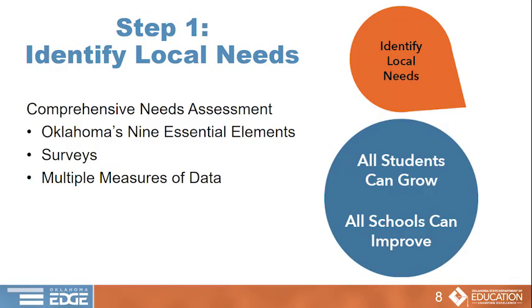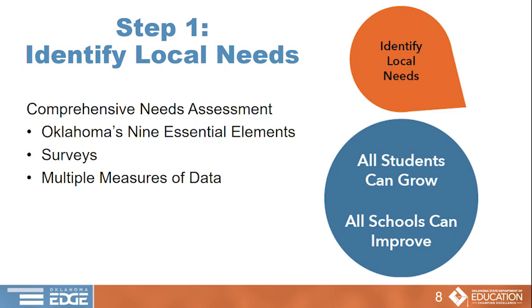Continuing with step 1, we talked about Oklahoma's 9 essential elements. The second part of a comprehensive needs assessment is surveys collected from stakeholders. So stakeholders would be students, teachers, parents, and administrators. This can be done through the 9EE Stakeholder Survey. To learn more about that survey, please view the video titled Identifying Local Needs.